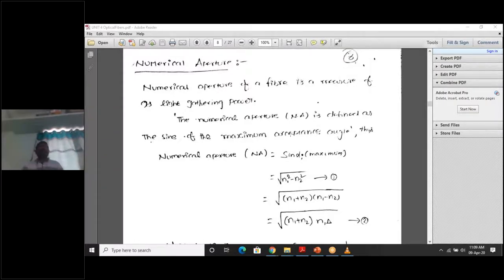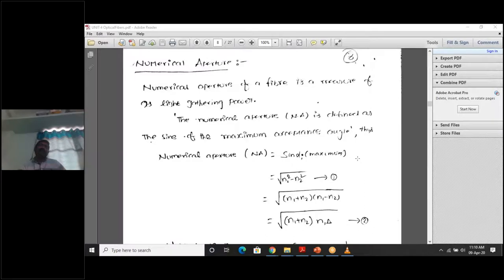How much light does it capture? How many chocolates do you eat? Like that, how much light does it capture? That is called numerical aperture. Light gathering ability of the optical fiber. But mathematically, we can define it in another way. Mathematically, sine of alpha I max, sine of the maximum incidence angle. Sine is a mathematical function, alpha I max is the maximum incident angle. So the sine of the maximum incident angle is also called the numerical aperture.